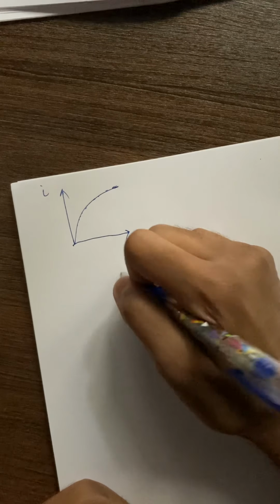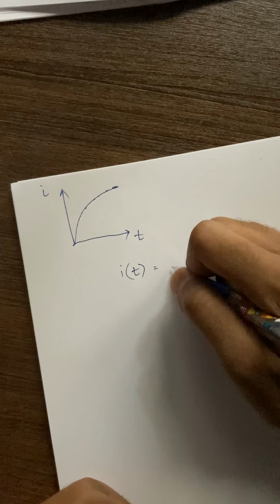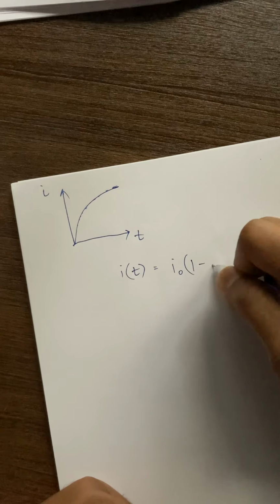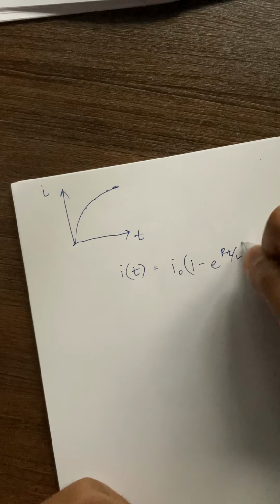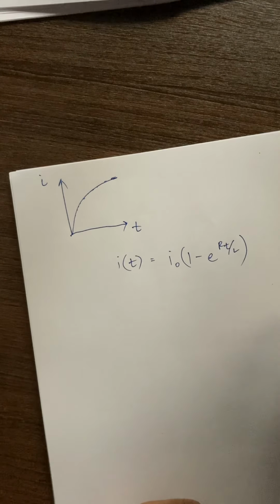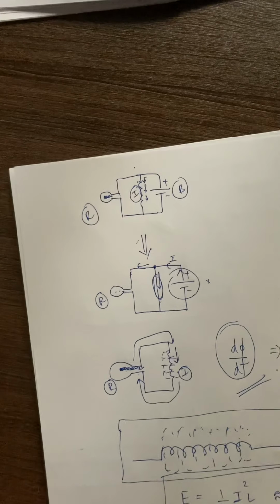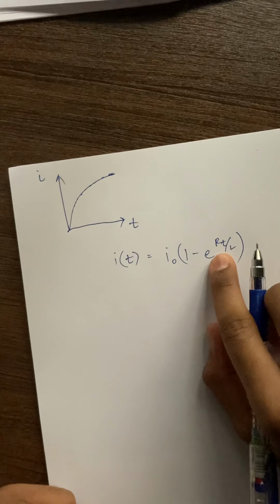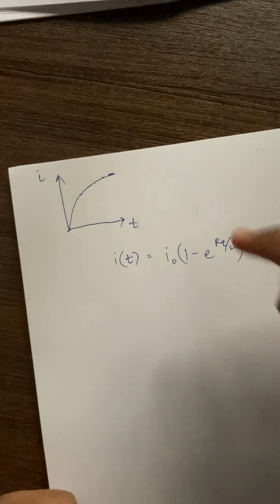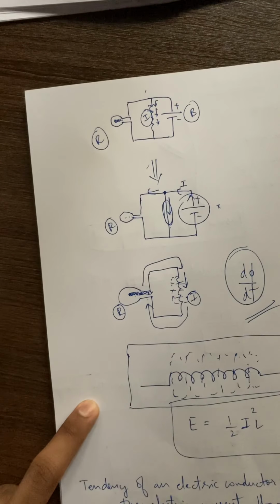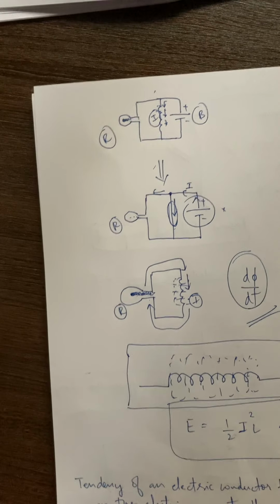There is an expression for this. Growth of current in an inductor is given by I naught, which is the maximum current that is possible, into 1 minus e to the power RT by L. What is R, guys? R is just the resistance, or the bulb that we were talking about initially. Remember the bulb? The bulb acts, as I already told you, as a resistance in the circuit. This R is the same R that we are using here. And this L is the inductance. And what is inductance? Tendency of an electric conductor to oppose the electric current flowing through it. This is inductance.